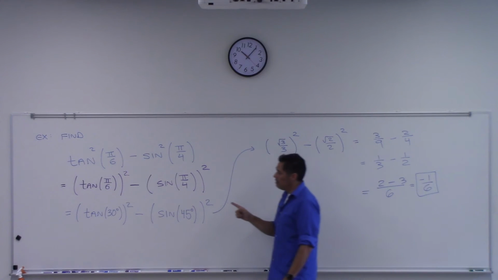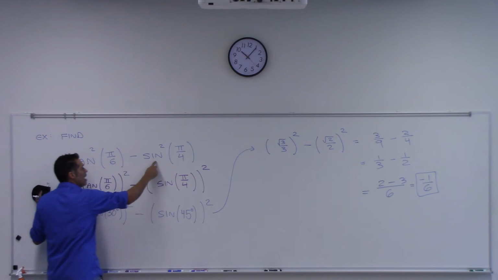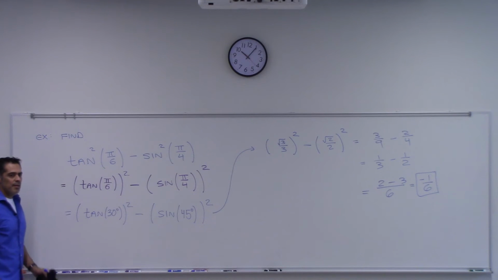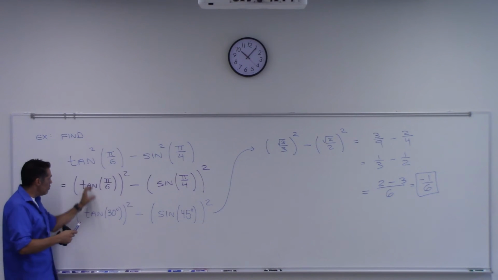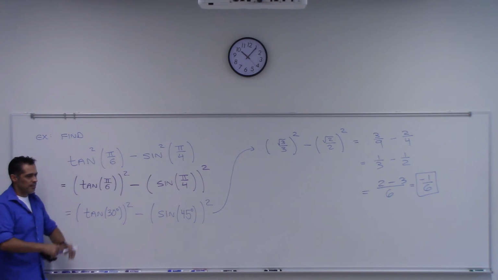Tangent of pi over 6 squared minus sine of pi over 4 squared equals negative 1/6. This was just purely to see if you understood notation and then how to read this and get it from your table and get your values, and then square them, put them together.